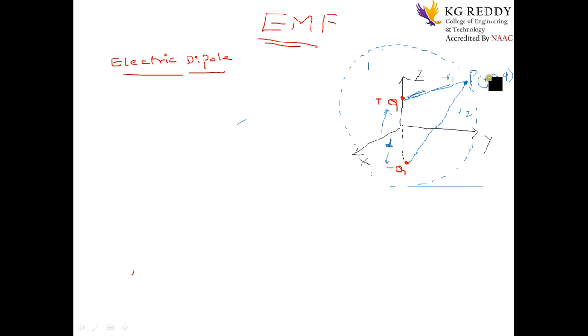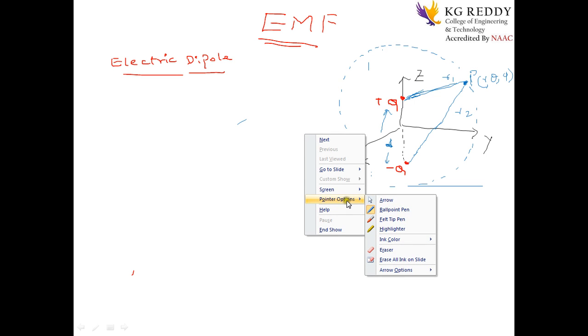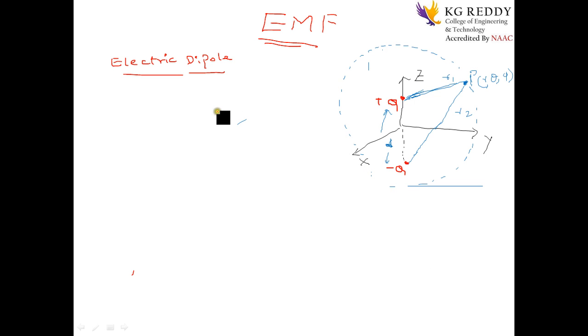Now it is required to find the electric field intensity E bar due to that electric dipole at the point P. I have taken this point P so that I can find the electric field intensity E bar at the point P. Before finding the electric field intensity, to find the expression, we need to take the absolute potentials. As there are two charges, positive and negative, I'll be taking two absolute potentials, V1 and V2. V1 is the absolute potential due to the charge Q, and the other one is due to the charge minus Q.